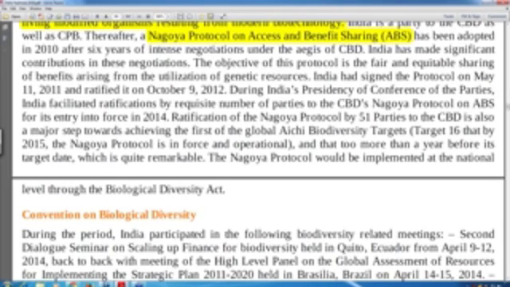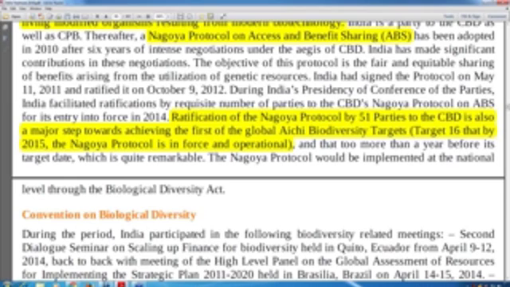In the same paragraph, can you see, ratification of the Nagoya Protocol by 51 parties to the CBD is also a major step towards achieving the first of the global Aichi biodiversity targets, target 16, that by 2015, the Nagoya Protocol is in force and operational. So the question can be, the Nagoya Protocol, under which on access and benefit sharing you are looking at, is aimed at achieving which of the Aichi biodiversity targets?